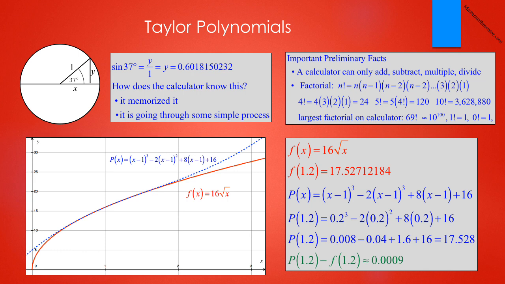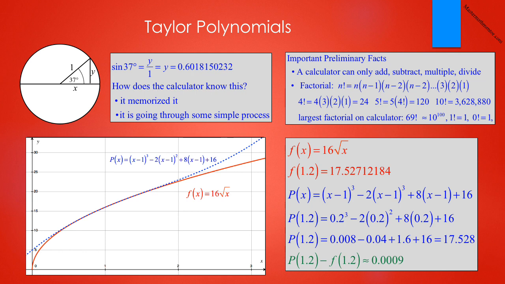equals 1. The value of 16 times the square root of 1.2 is 17.52712184. So the difference between the polynomial and the actual value of the function is less than 1/1000th. Anywhere around x equals 1, the two will be very close to each other.